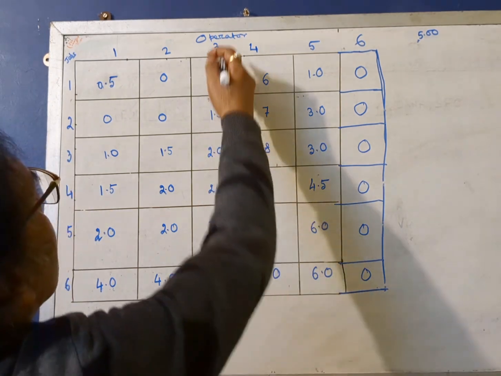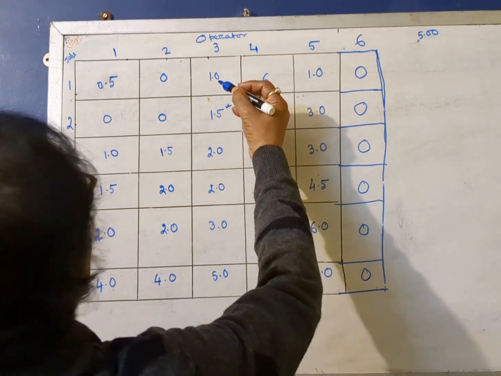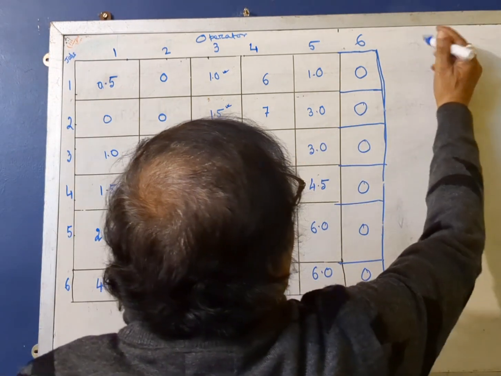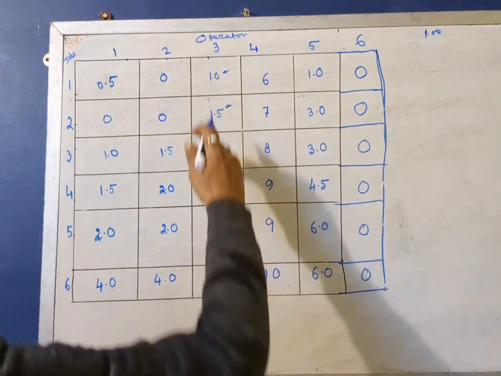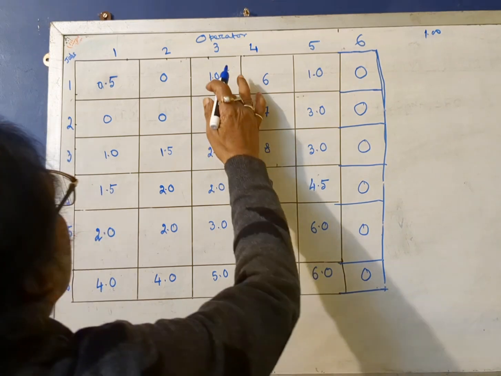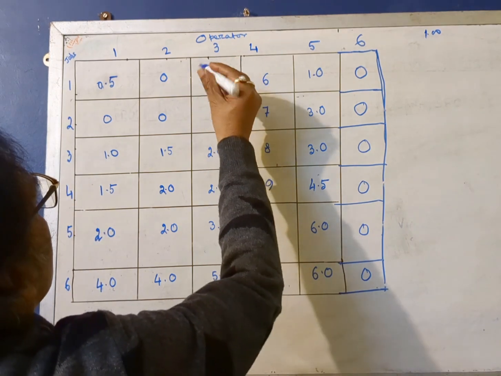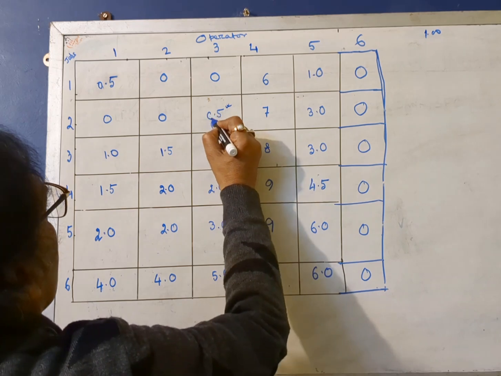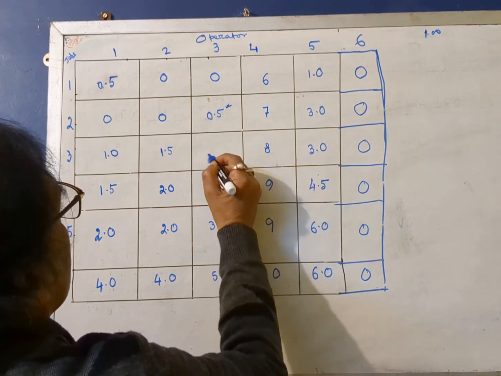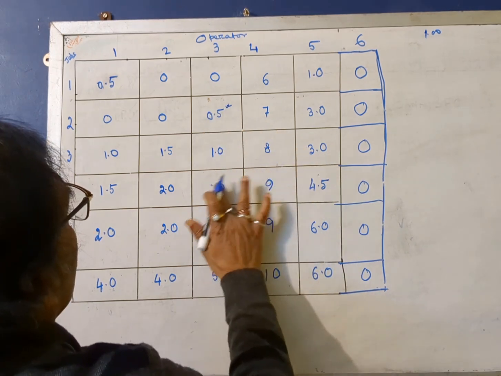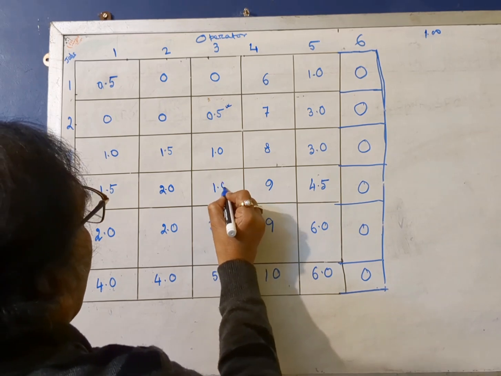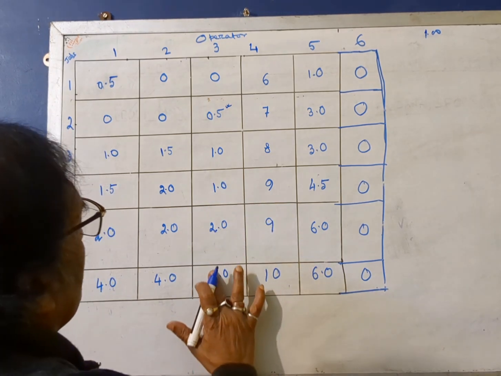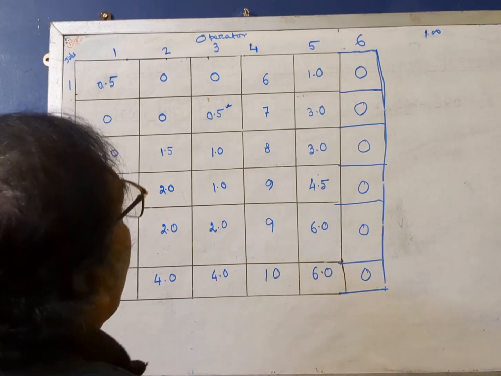Now, third column. Same process. Find the minimum element of this column. What is the minimum element? That is 1. And you have to subtract 1 from all the elements of this column. If you subtract 1, that is 0. This is subtract 1 means 0.5. This is 1.0. This is again 1.0. And this is 2.0. And this is 4.0.